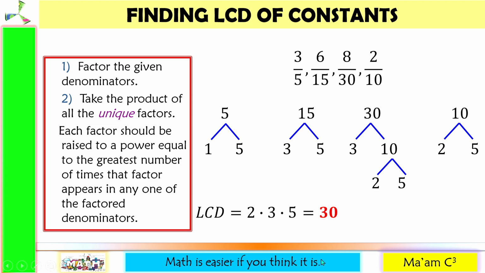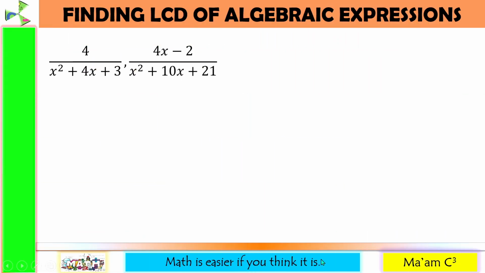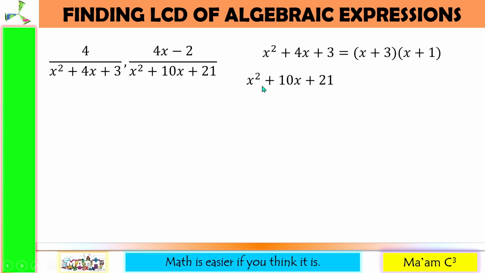Now let us find the LCD of algebraic expressions, meaning let's add variables to our given. Our first denominator is x squared plus 4x plus 3. The first step is to determine the factors. This is a trinomial where a is equal to 1. You may want to check my video on how to determine the factors. The factors of these are quantity x plus 3 times x plus 1. Our second denominator is also a trinomial where a is equal to 1. The factors are quantity x plus 3 times quantity x plus 7.